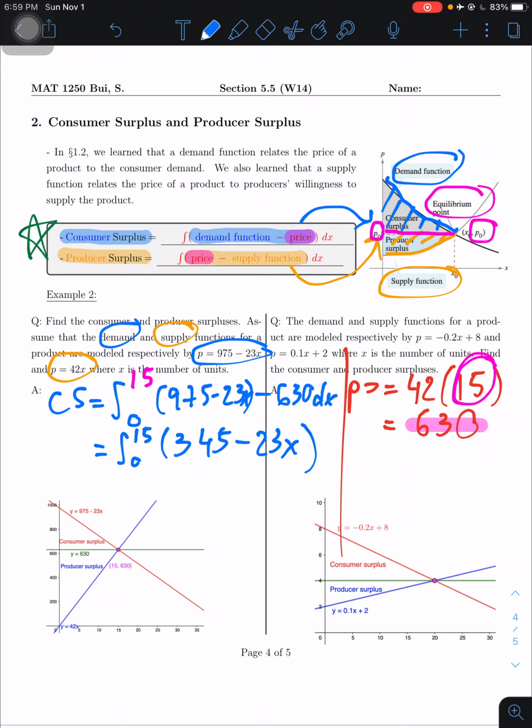Well, we have to integrate now, right? So it goes like 345x minus 23x squared divided by 2. You're going to plug in the numbers 15 and 0 in here. So let me go ahead and shrink this line a little bit further, and let me move this thing away.